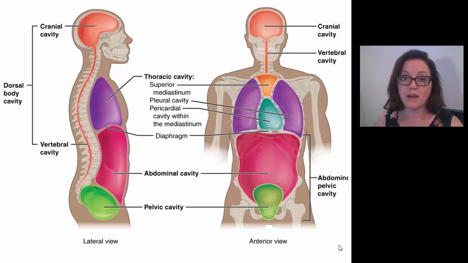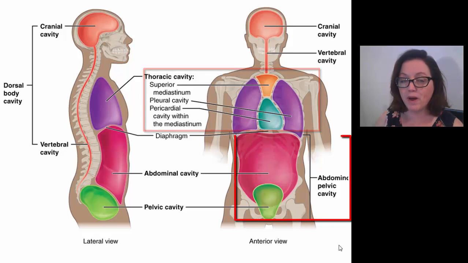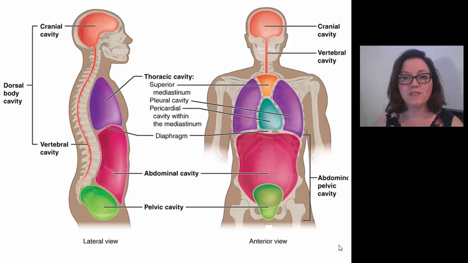The ventral body cavity is a bit more complicated. So the ventral body cavity is towards the front of the body, and it includes two major subdivisions: the thoracic cavity and the abdominal pelvic cavity. That last one's a tongue twister. Okay. So the thoracic cavity is found above the diaphragm, your major muscle for breathing, while the abdominal pelvic cavity is found below the diaphragm. So the diaphragm actually physically separates these two parts of the ventral body cavity.